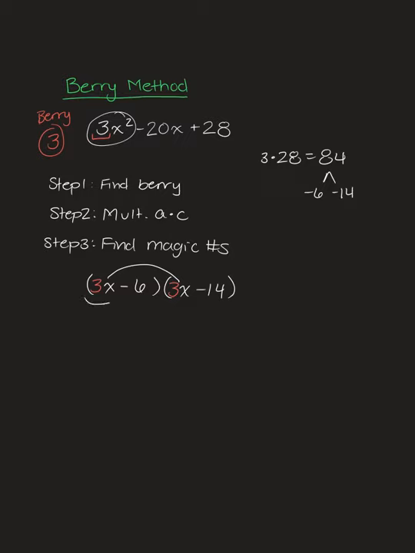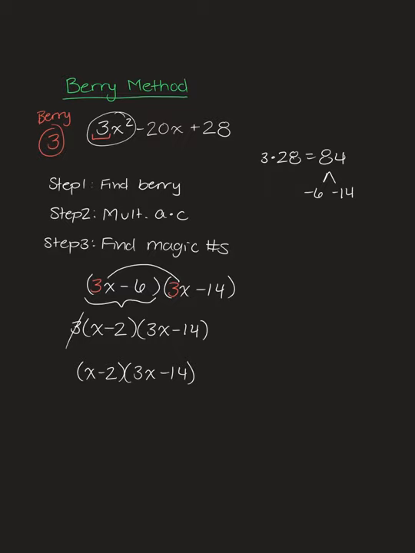So if you look at the first term here, 3x minus 6, I can factor out a 3. I'm left with x minus 2. Now, once you have already factored out your berry, you leave the rest alone. So now, last step, you eat your berry. It goes away. It goes into the math black hole. And your factored form is x minus 2 times 3x minus 14, which is exactly what we got with box method.